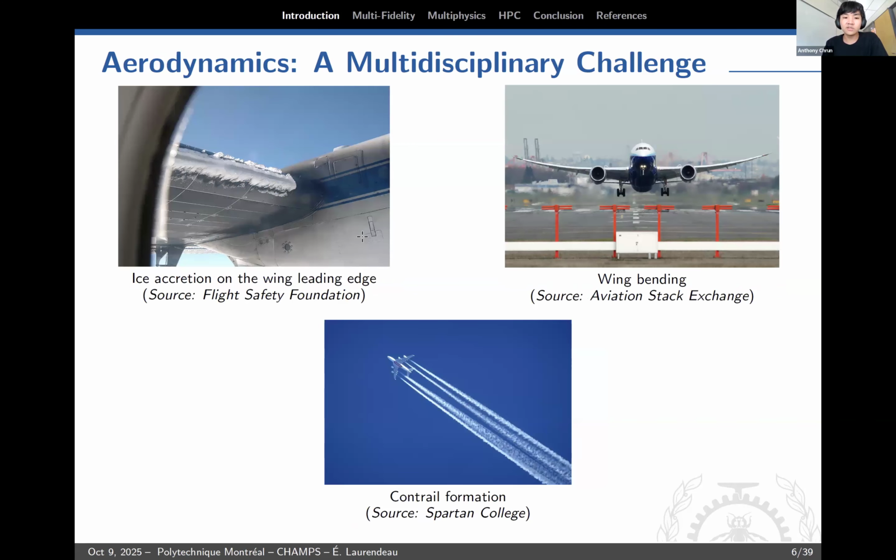The study of the aerodynamic flow alone is not quite enough, as in flight conditions there are also multi-physics phenomena, such as the accretion of ice on the wings of an aircraft, and also the bending of wings during flight. Those two phenomena can impact quite significantly the performance and the safety of the aircraft. There is also the formation of contrails, which is estimated to have quite a big impact on emissions as well.